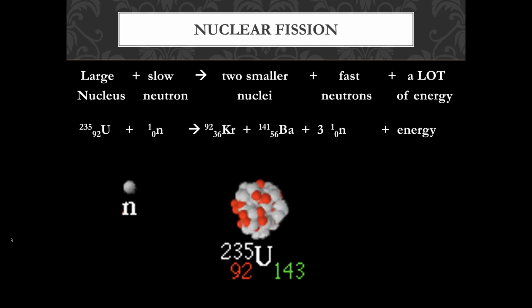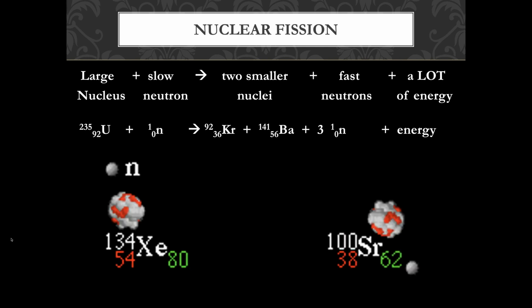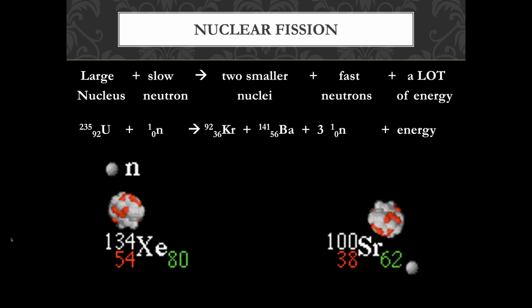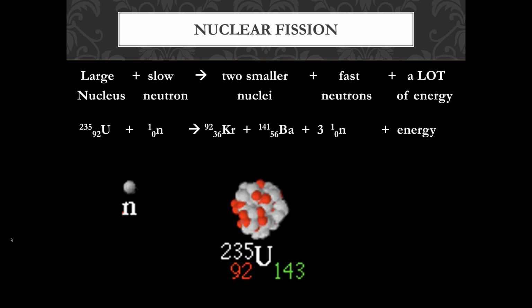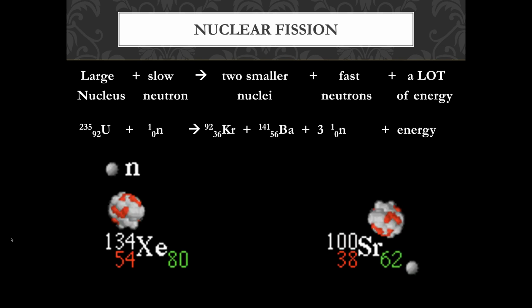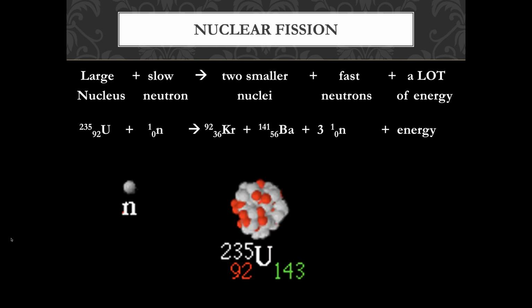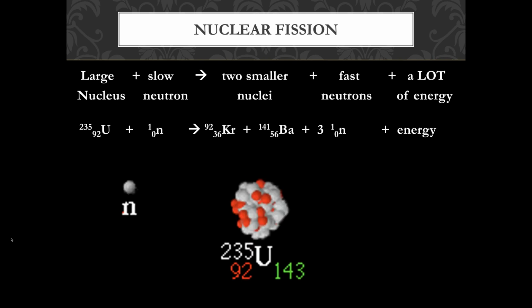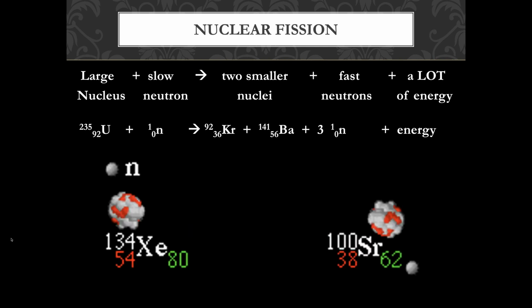Now, you'll notice that the example in the equation and the example in the animation are not the same. There are many different ways the uranium can split. But on average, krypton and barium are produced. And three additional neutrons are released. And those neutrons absorb the energy of the reaction and move very, very fast.